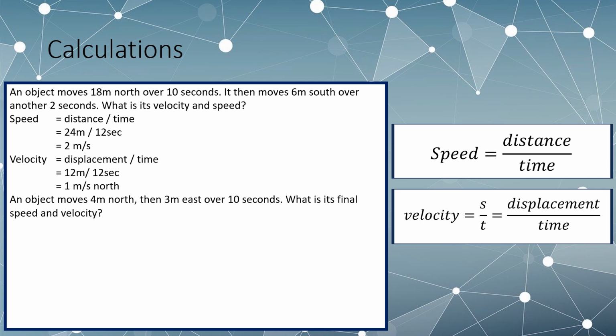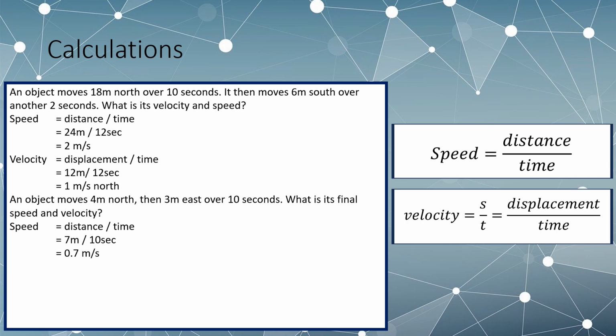Okay, let's look at a slightly more difficult one now that'll involve a few more steps, more so for that velocity side. As you can see, those ones often require a bit more thinking. An object moves 4 meters north, then 3 meters east over 10 seconds. What is its final speed and velocity? Okay, once more, speed is equal to distance divided by time, which means we'll have 7 meters, adding both our numbers together. So it went 4 meters one way, then 3 meters another, in total 7 meters, divided by our time, 10 seconds in this case, gives us 0.7 meters per second.